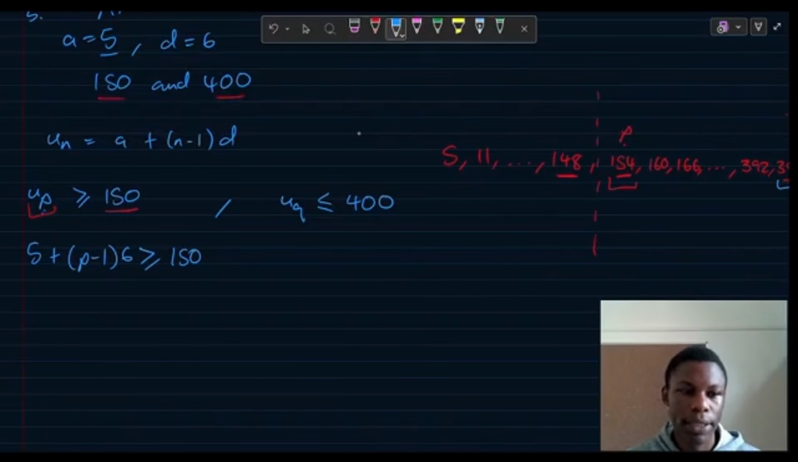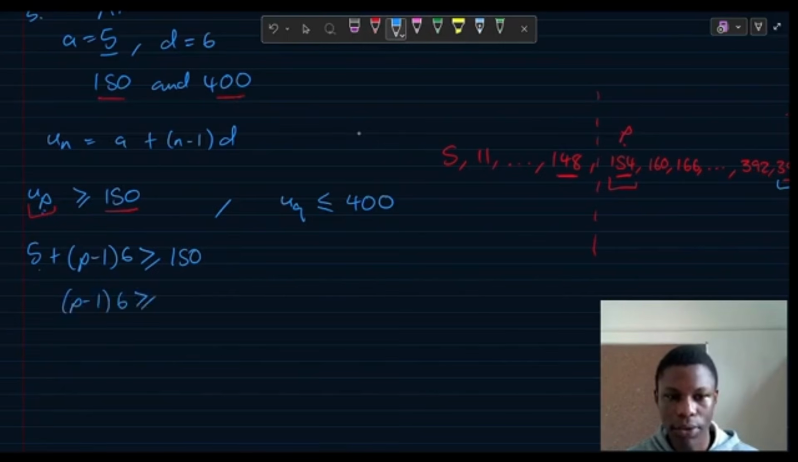Okay, and so we want to make p the subject of this inequality. So I'm going to move the 5 to the other side. I've got p minus 1 times 6 is greater than or equal to 150 minus 5, that's 145. Divide both sides by 6. P minus 1 is greater than or equal to 145 over 6.